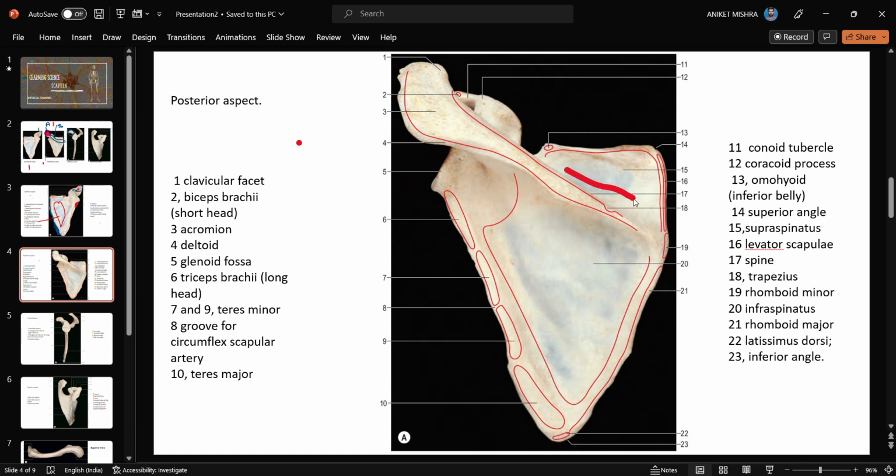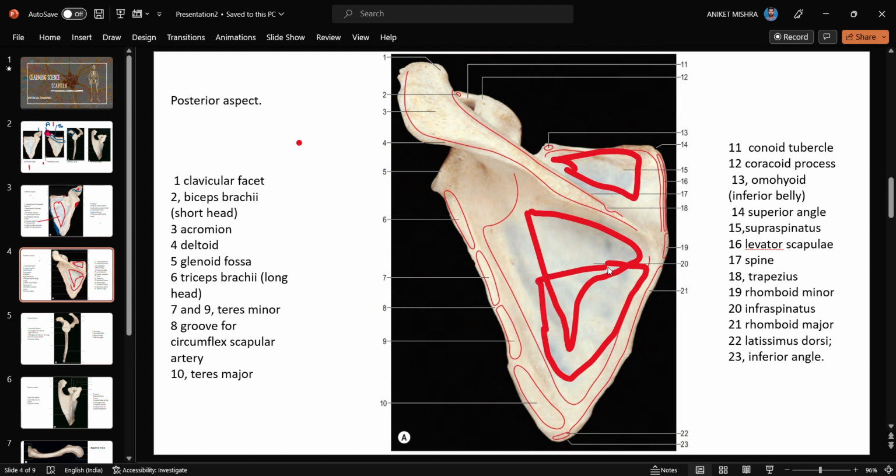First of all I will start from the supraspinous fossa. This one is the supraspinous fossa, and the supraspinatus muscle originates from the medial two-thirds of the supraspinous fossa, including the upper surface of the spine. The other muscle is the infraspinatus, which originates from the medial two-thirds of the infraspinous fossa, including the lower surface of the spine of the scapula.